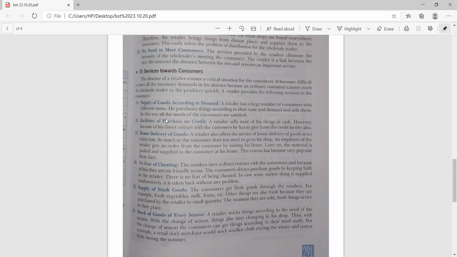Facilities of purchase on credit. A retailer sells most of the goods in cash, but because there is direct contact with the customer, sometimes he also gives the credit facility to them as well.